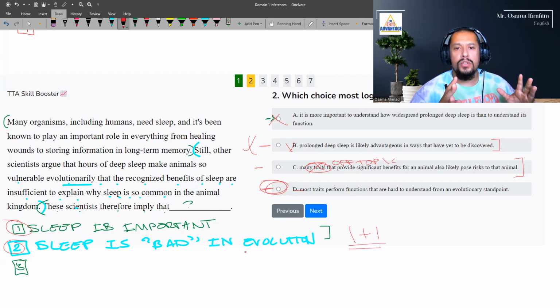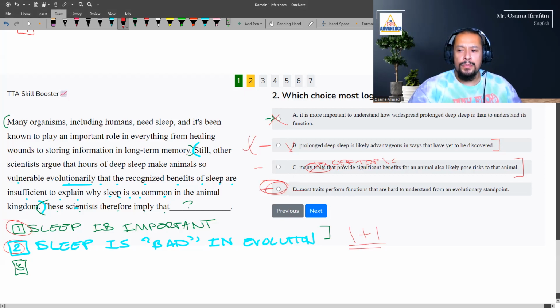Does anyone else have a different answer choice? Omar, Noor, Muhammad, Sama. Would anyone else have a different answer choice? Okay, so I see a lot of different answers. So let's go to Omar, right? Yes, sir. Tell me.